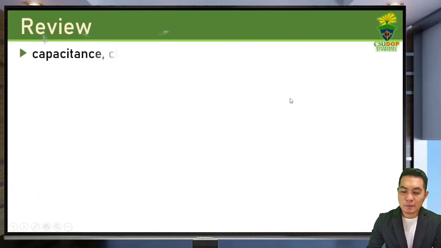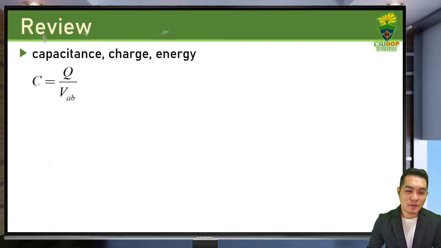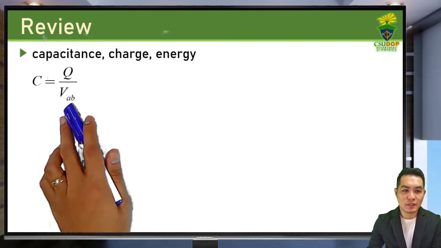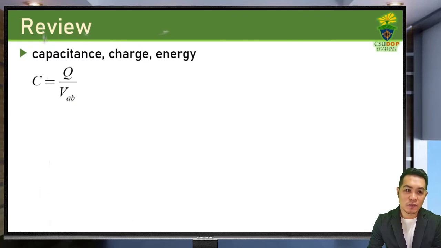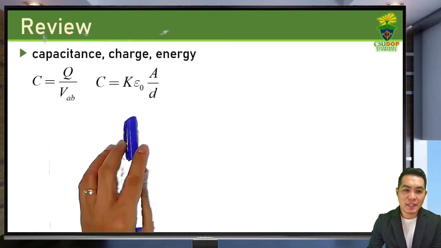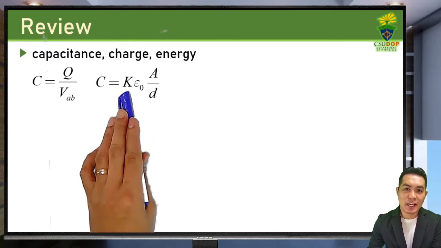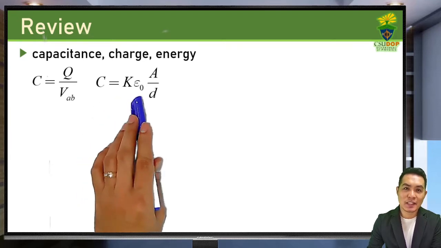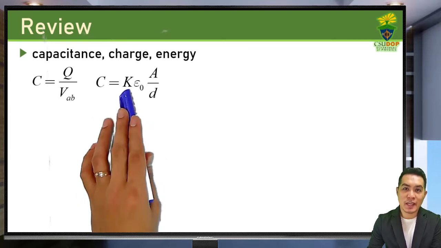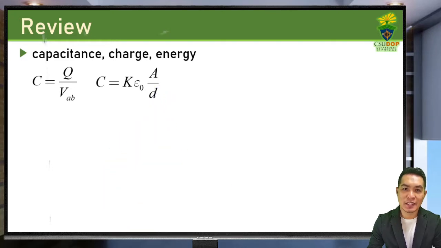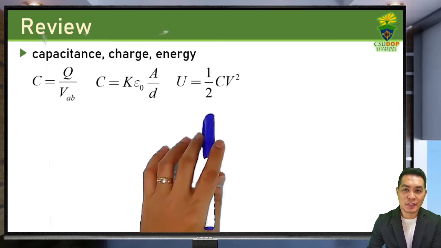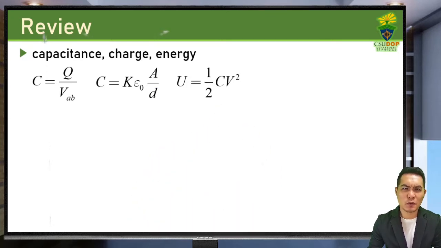We have discussed capacitance, charge, and energy, which revolve around this equation here. Capacitance is charge per unit voltage, Q over V. In general, if you have a parallel plate capacitor with a dielectric of dielectric constant K, then the capacitance only depends on the dielectric constant, the area of the plates, and the distance between the plates. And the energy stored in a capacitor is just 1/2 CV squared, or Q squared over 2C, or 1/2 Q times V.